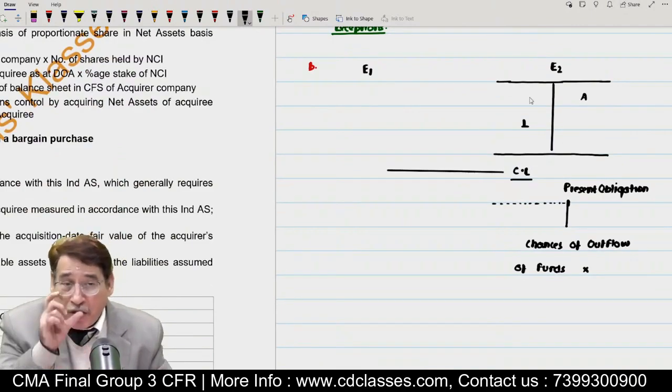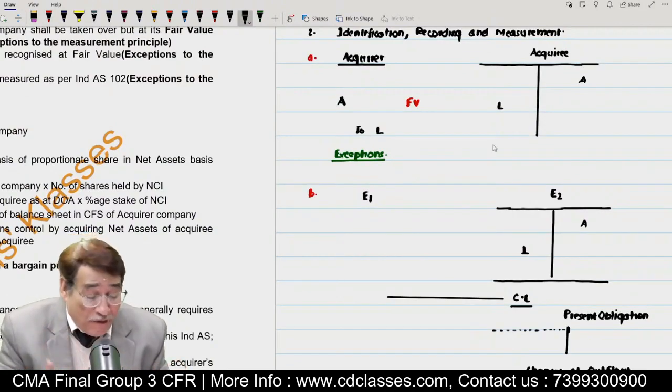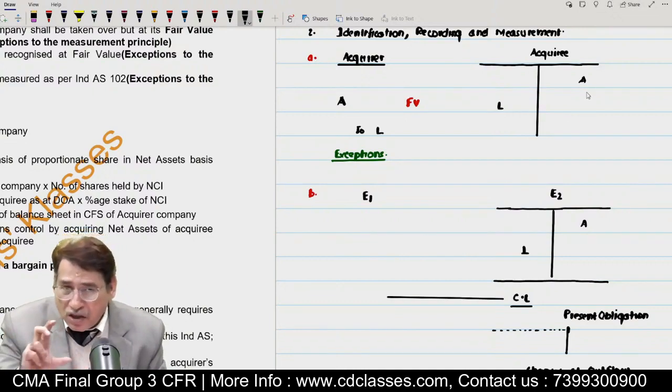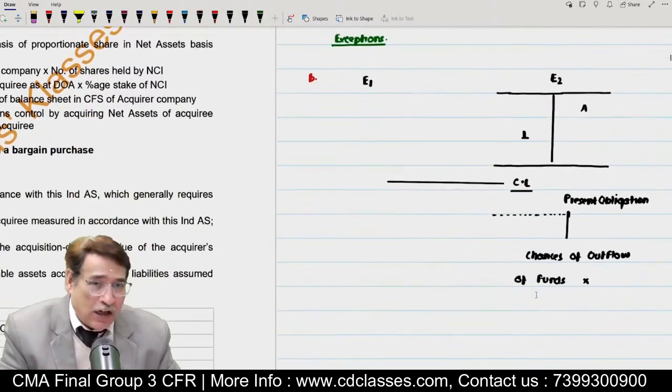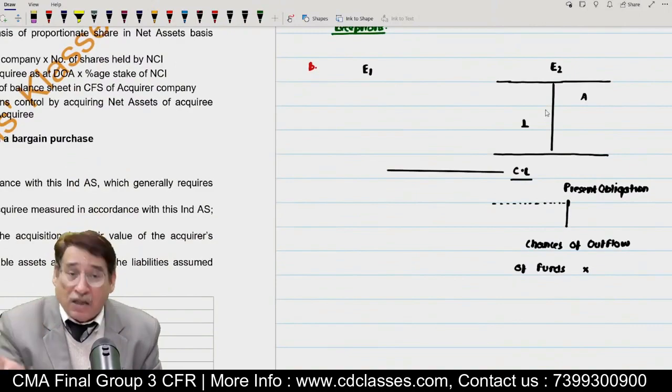See the difference, and mind the language here. If an item appears in the balance sheet, whether asset or liability, we will have to record it at fair value. This is the general principle. But here we are recording an item which is not appearing in the balance sheet. That is why it is an exception.